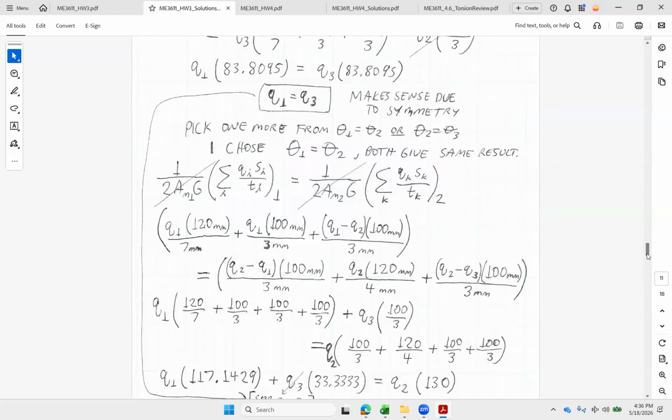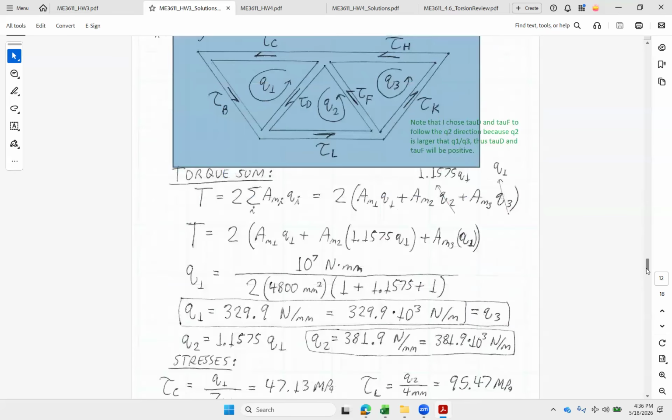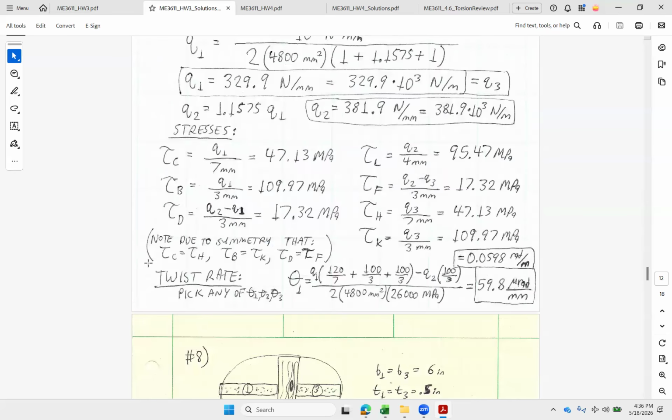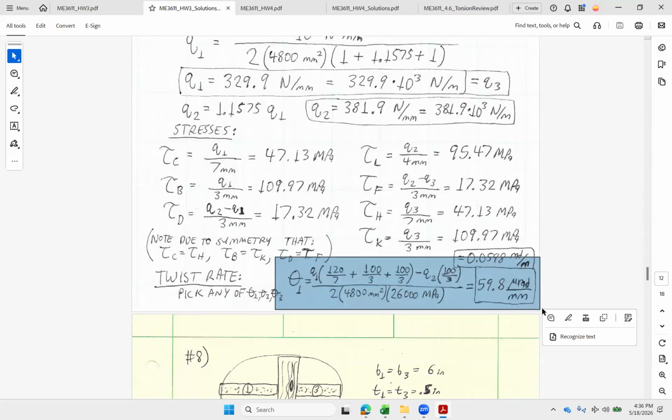So we crunch through there, we get all our stresses as labeled on the bottom there. And finally, our twist rate. We can do that on any of the 3. Probably one of the outboard ones is a little bit quicker to do, but should all come out the same. We get right around 60 microradians per millimeter. Or if we don't do it on a per meter, it's going to be 0.060 radians per meter. Anybody have any questions about that multi-cell thing?